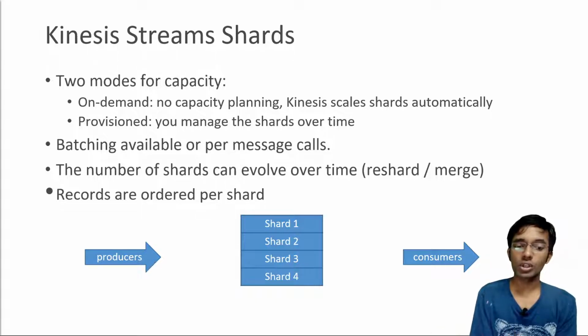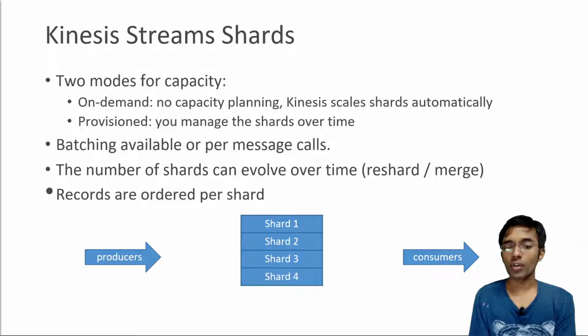And the idea is that you can send messages one at a time, and you can also do it in batches. The number of shards can evolve over time. Okay, so either on demand or provisioned, there can be resharding or some merges that will happen to increase or decrease the number of shards. The records are going to be ordered per shard, and the way it works, the producer will be producing to shards, and then consumers will be reading from them.